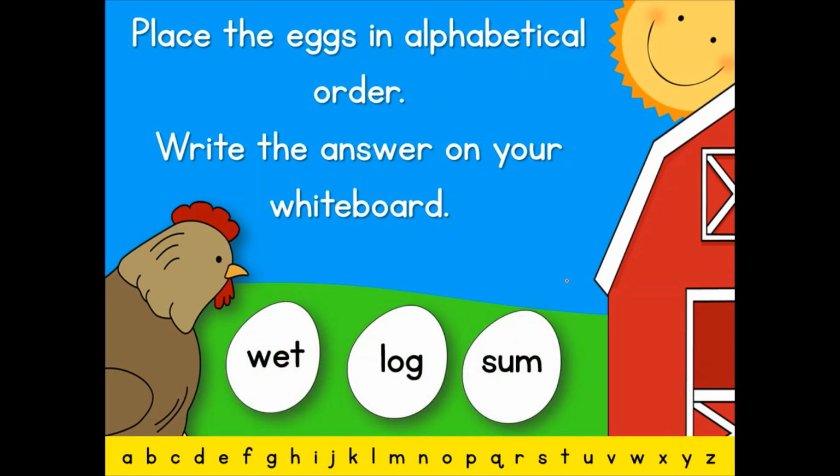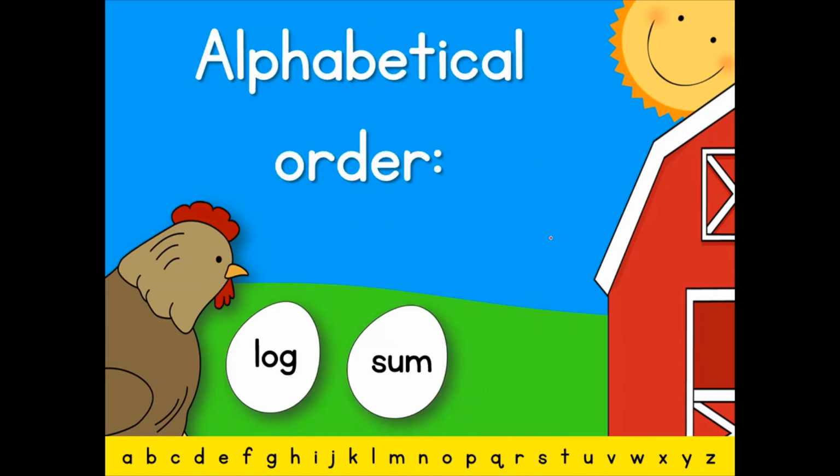All right, go ahead and pause your video again and try this one. All right, so hopefully you underlined those first three letters and then looked through your alphabet. So we're looking for W, L, and S. The first one we get to is the L, so the word log is first. And then we get to S, so the word sum is second. And then we get to W, so the word wet is third. So your answer should be log, sum, and wet.